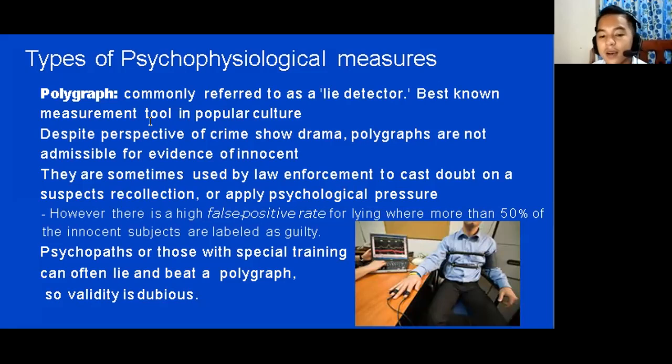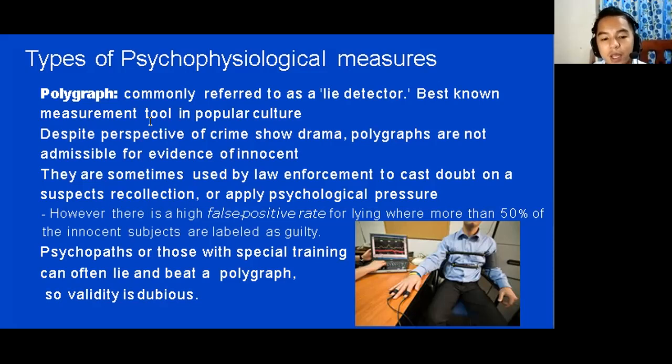However, there is a high false positive rate for lying, where more than 50% of the innocent subjects are labeled as guilty. For example, an innocent person is questioned and tells a statement not related to the case, and he or she starts to get into trouble with his or her words. The machine will automatically detect that and eventually label that person, who is supposed to be innocent, as lying.